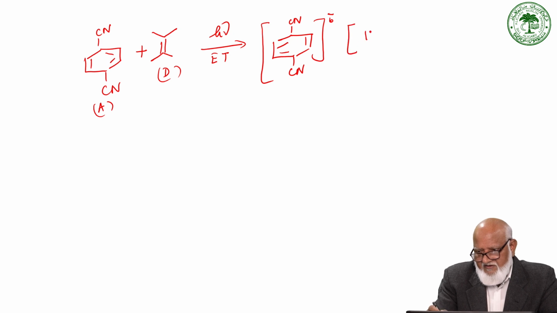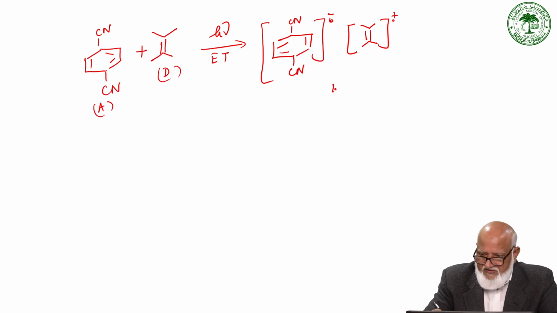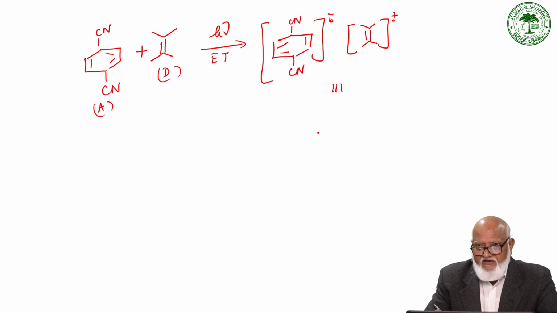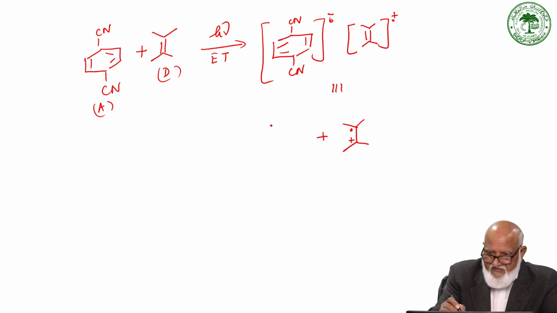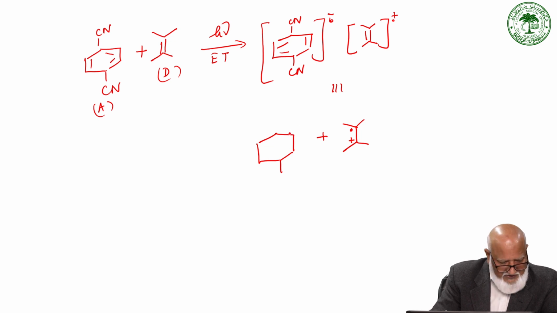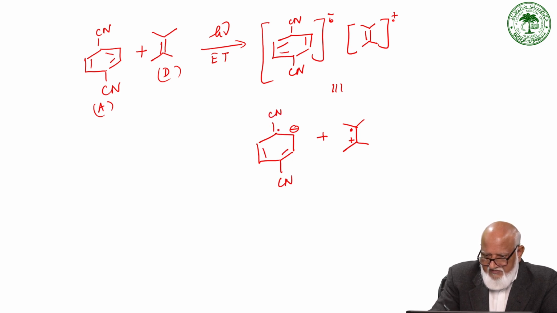Radical anion and radical cation species. If we specify the radical anion and radical cation, we can see the generation of, say for example, a radical cation like this, plus a radical anion generated by one of the double bonds. So you have a radical anion here, CN, another CN here, radical anion.